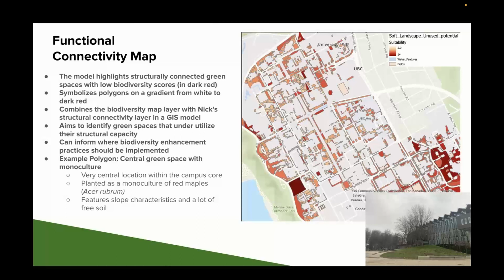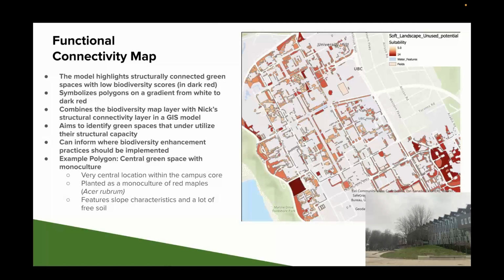This second model produces a layer highlighting green spaces that are not fully utilizing their spatial composition by lacking diverse plants to facilitate ecological function. This can be very valuable for increasing the ecological capacity of existing and future campus ecosystems, ensuring green spaces are designed to utilize their full potential. An example of such a green space is a hill located in the center of campus, as you can see again in the bottom right.